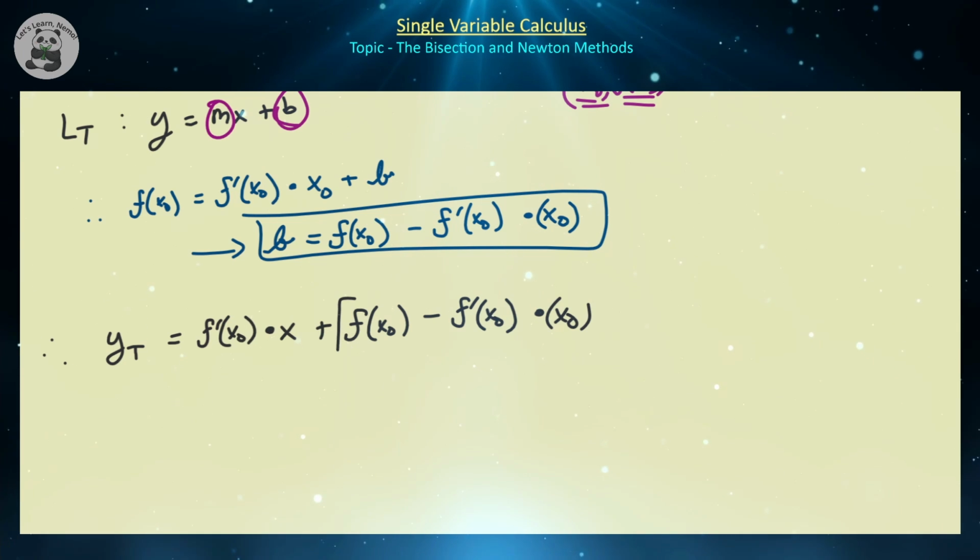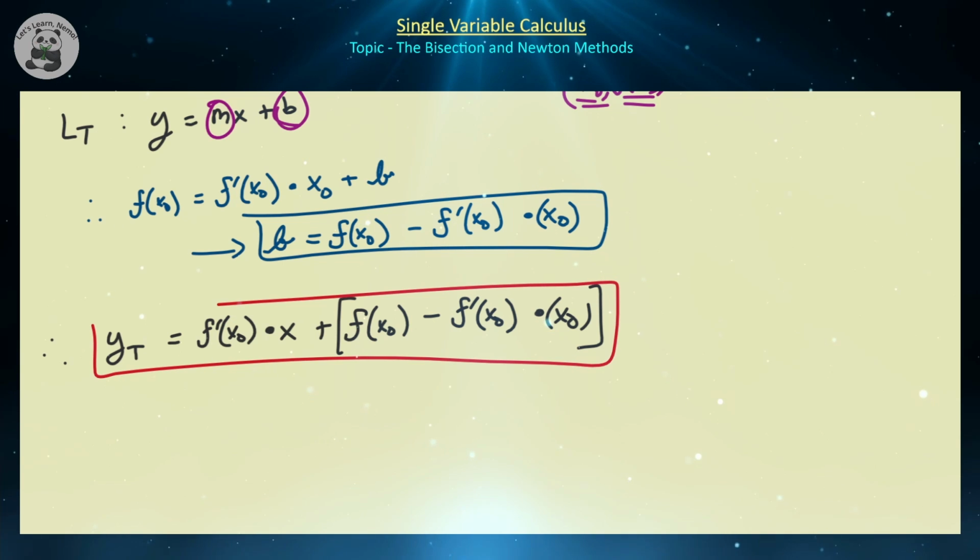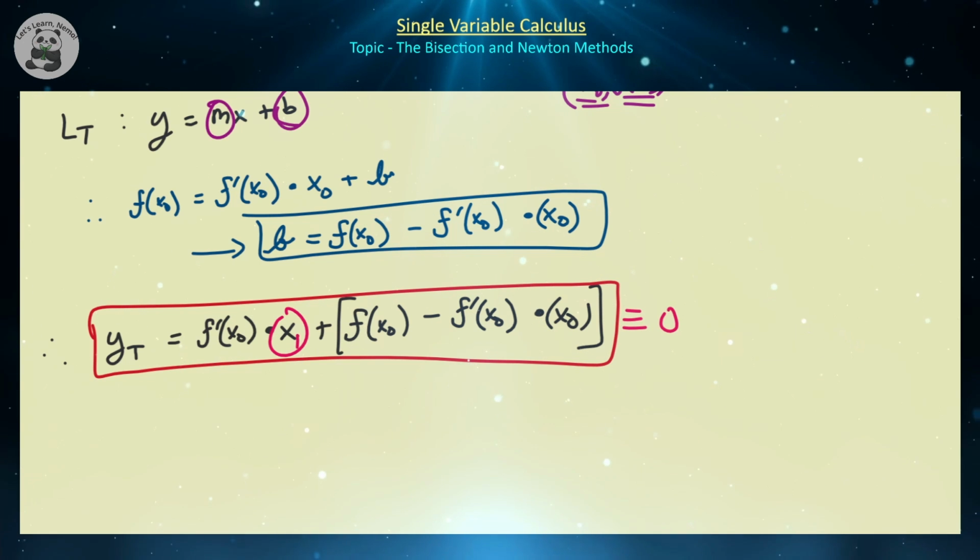So that is our tangent line. So we want to know when this tangent line is equal to 0, and then we solve for this x, which we're going to call x1. What we're going to do is notice that we have an f prime x0 in this term and an f prime x0 in this term.